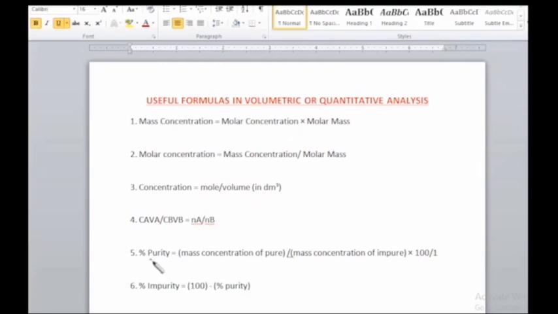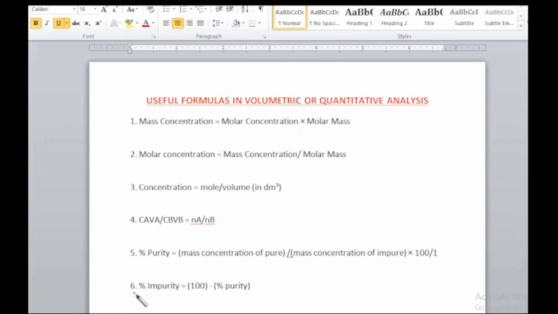Number 5 there says percentage purity. Sometimes we could be asked to calculate the percentage purity of the substance in the reaction. To calculate percentage purity, we use this formula, which is mass concentration of pure substance divided by mass concentration of impure substance, multiplied by 100 over 1.